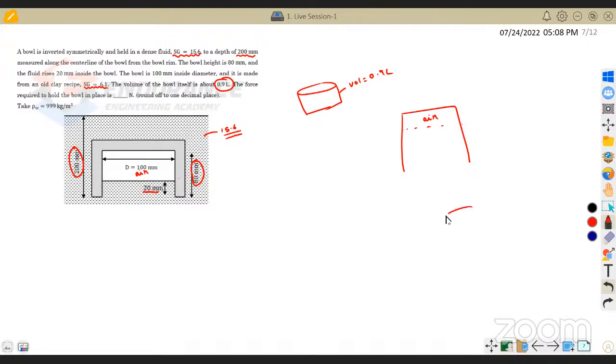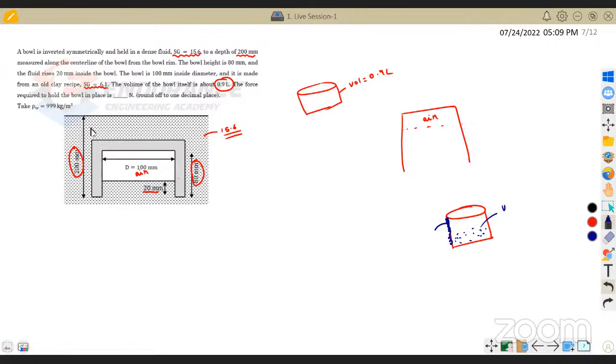Let me just say it again. Suppose this is the bowl, and I will be filling some liquid here. This liquid which is filled inside will have some volume, and this material, this hollow cylinder, again we can say that the hollow cylinder has some volume, and that volume is 0.9 liter. Okay, I hope you got the point. Now let us come back.